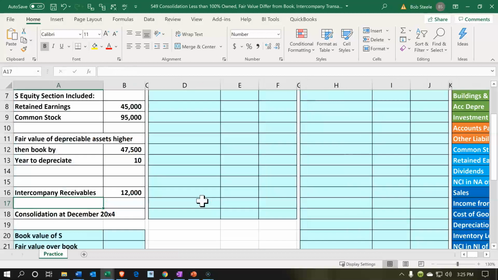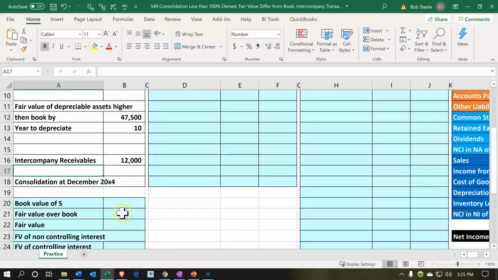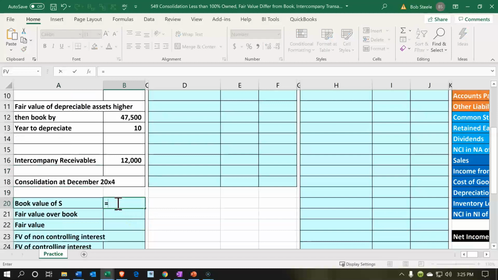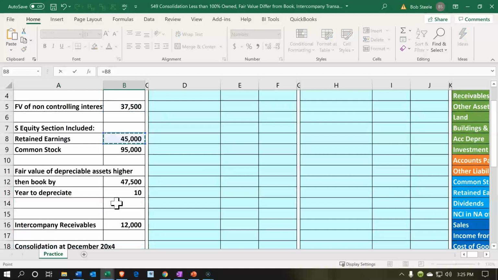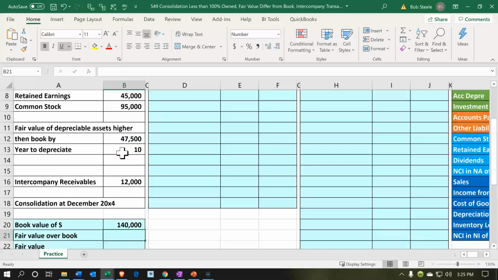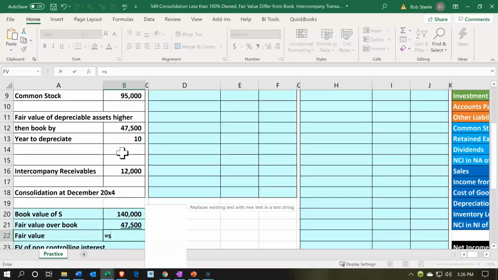So that's where I typically will start. So we're going to say, all right, then the book value, they had to give us the book value at the point in time the purchase took place. And we're going to say that it's actually the sum of these two, the equity. So they give us the equity, which is assets minus liabilities equals the equity section, the 140. Then the fair value of the depreciable assets is going to be higher by this 47,500. Then we're going to sum those two up. That will give us then the fair value total.